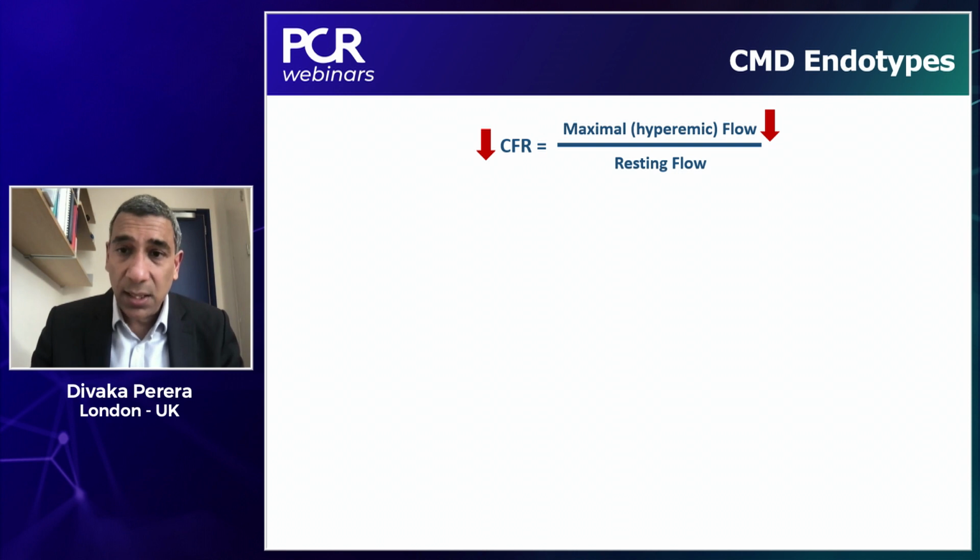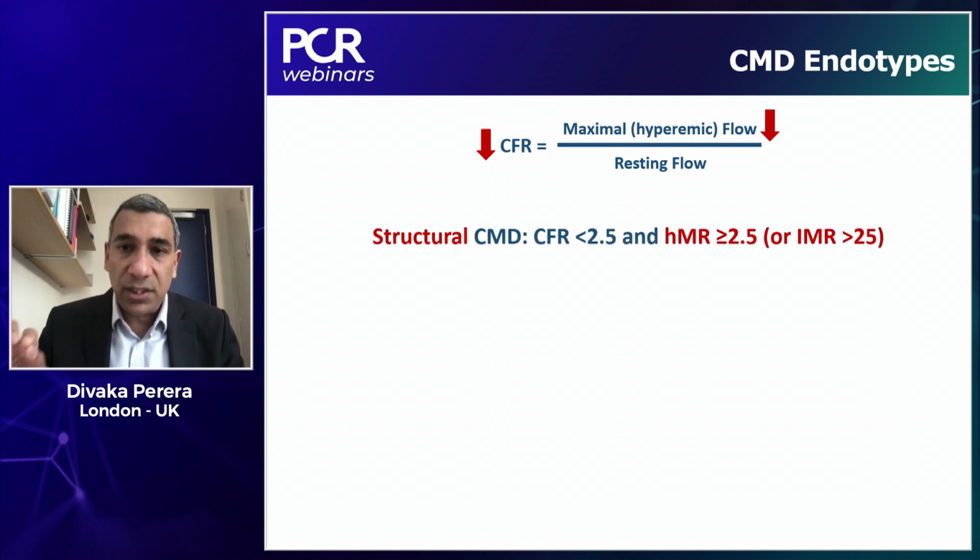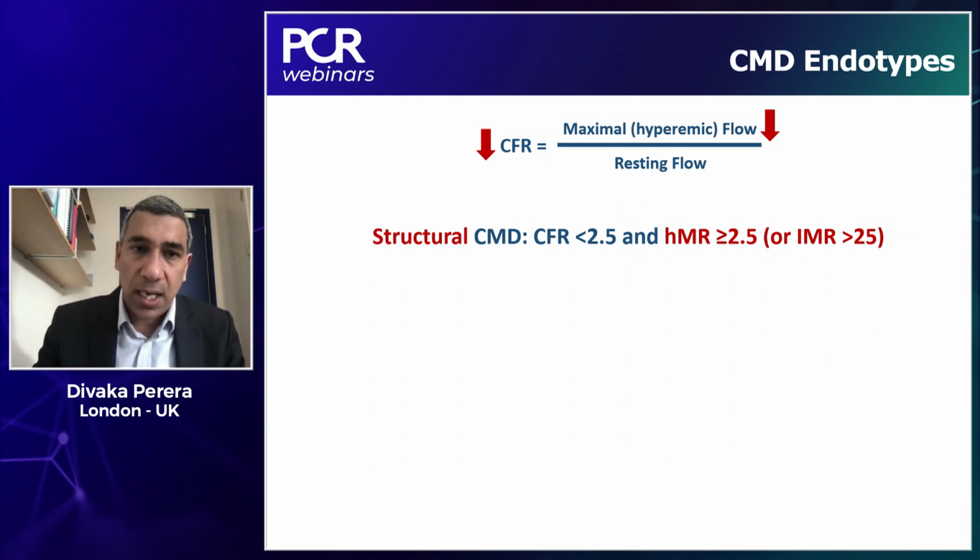And that indeed is the case, but that is one specific subtype, endotype, that we now recognize as structural CMD. And the simple classification in the cath lab is, first of all, you have to have a diminished CFR, flow reserve less than 2.5, to have microvascular dysfunction at all. And then the demonstration that there is increased resistance, that the minimum microvascular resistance is elevated, confirms the diagnosis of structural CMD.